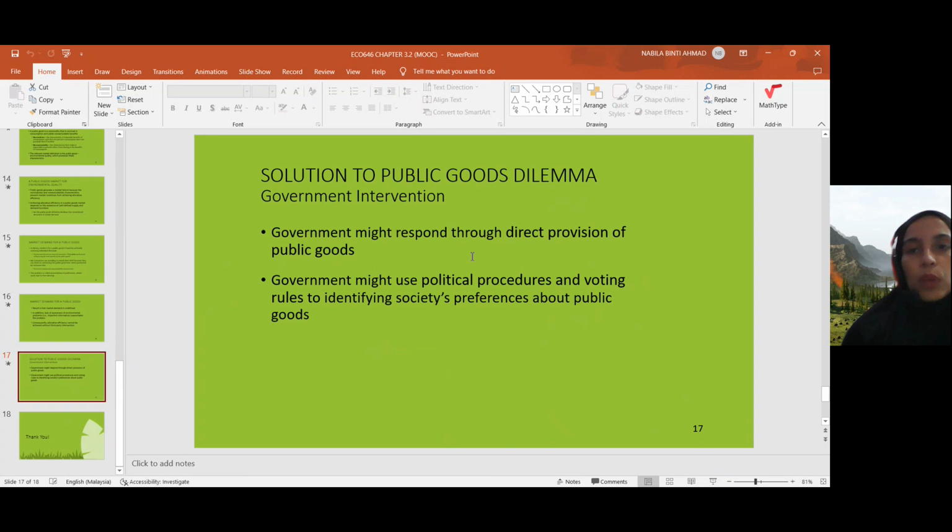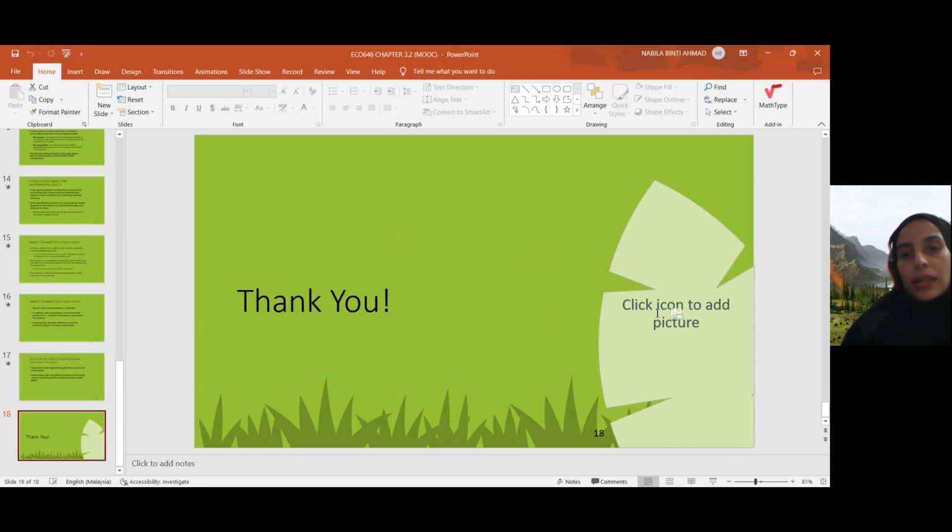And then what are the solutions? Of course, with government intervention, the government might respond through direct provision of public goods, and the government might use political procedures and voting rules to identify society's preference about the public goods, right? So that's all for this topic, and we will go to the next topic after this. Thank you.